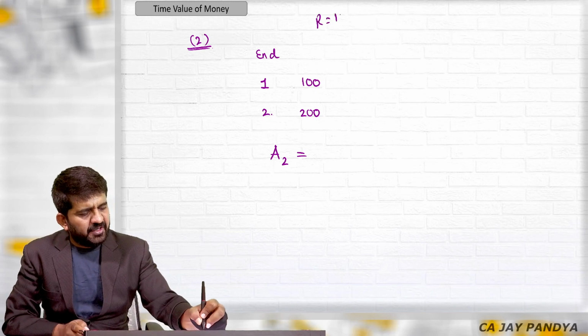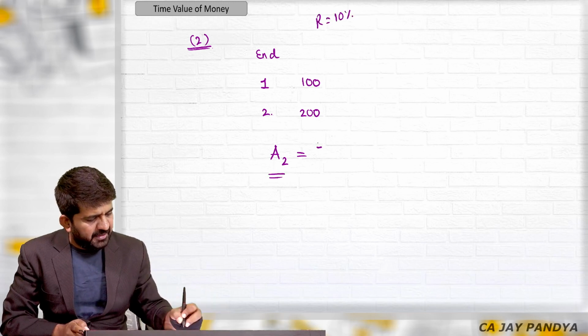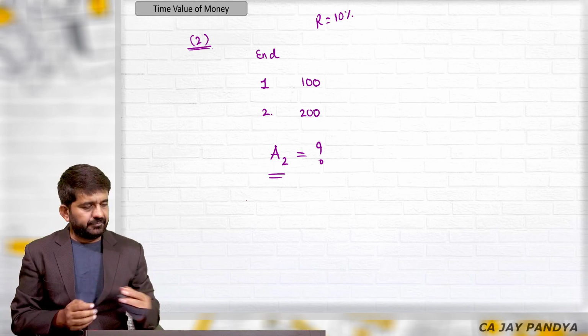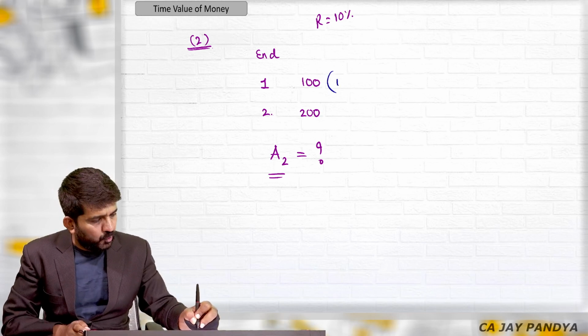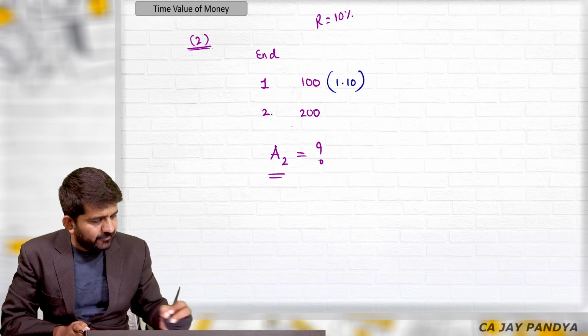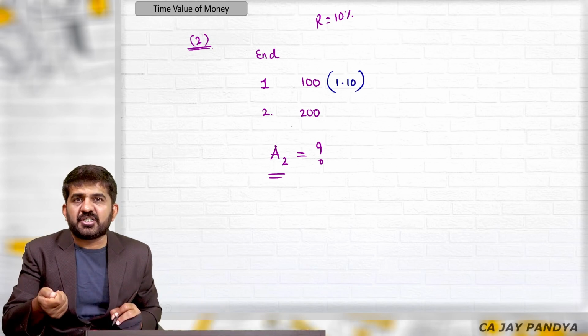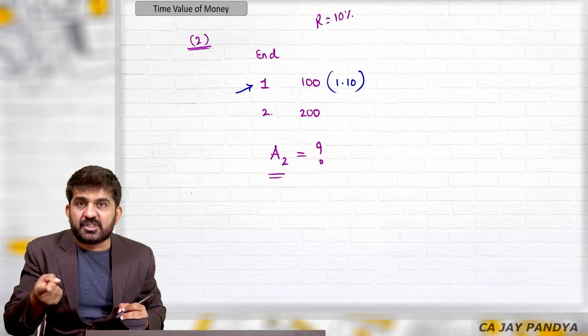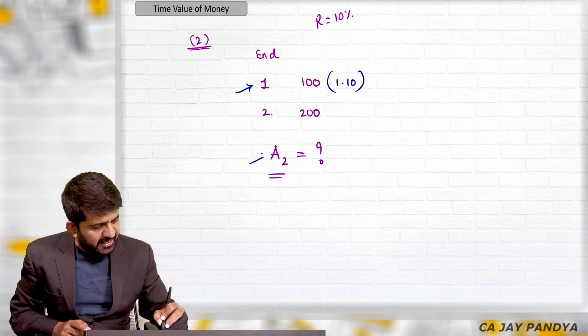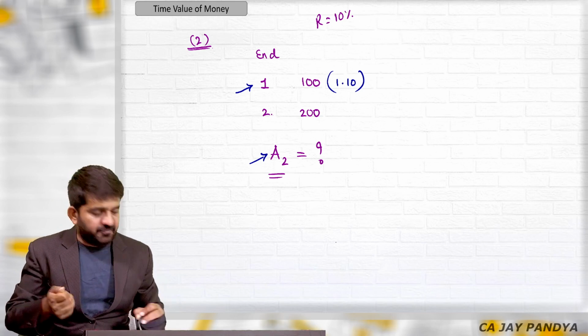The rate of interest is 10%. What will be the amount after the second year? See the answer. P into 1 plus I. How many years of interest will I be getting? I am investing at the end of first year. I am withdrawing at the end of second year.